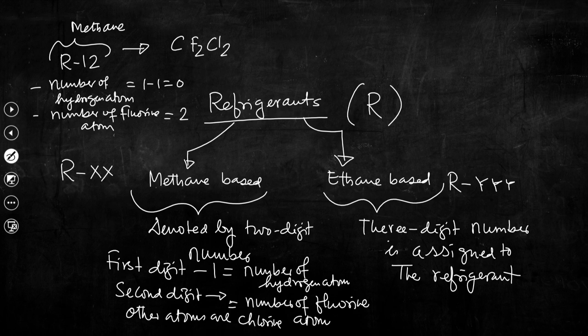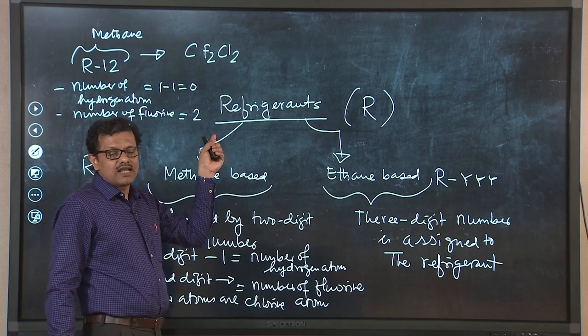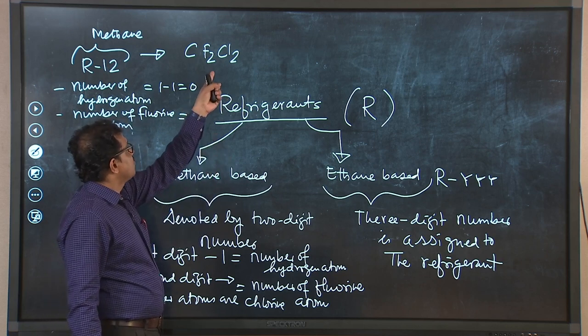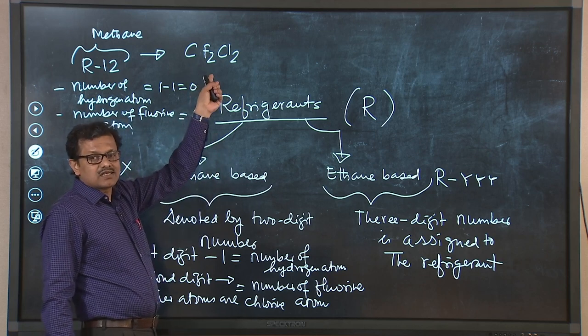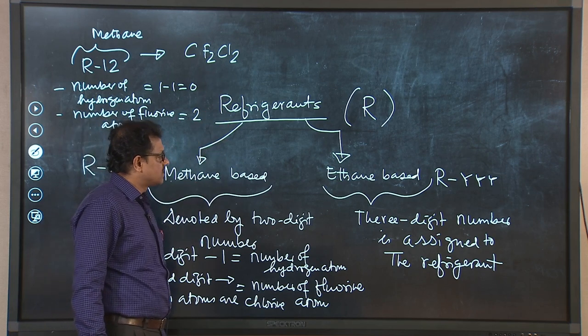So, this is how the name of the refrigerant is given. So, this is basically dichlorodifluoromethane. So, this is dichlorodifluoromethane. Similarly, you also can find out what would be the chemical structure and chemical formula for another methane based refrigerant.